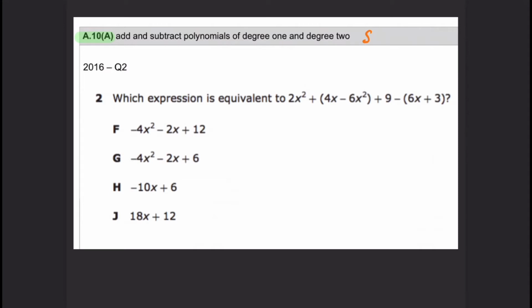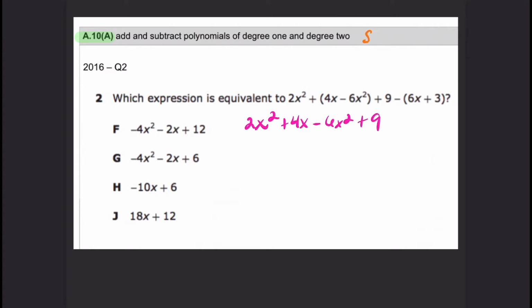Which expression is equivalent to the following? 2x squared plus the quantity 4x minus 6x squared plus 9 minus the quantity 6x plus 3. So what we have to do here is basically simplify. I'm going to bring down my 2x squared. There is a positive 1 in front of that parenthesis, so if I multiply that by the inside, nothing will change. So just bring down the 4x minus 6x squared.